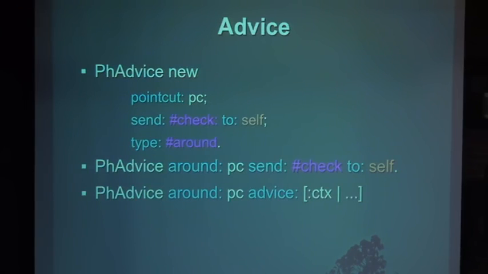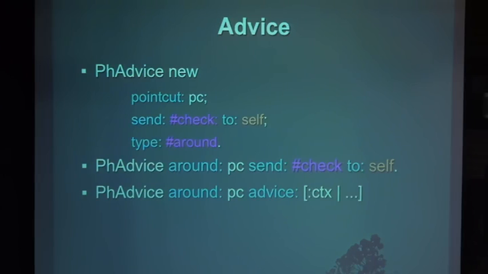Advice. In an advice, you define the pointcut, or when the advice is going to be executed, and what to do. In that example, you want to send the message check to self. So you define what message is sent to what object. And the type, you have around, that means execute the advice instead of the code that should be executed at that point. You can have before, that executes the advice before what's going to be executed, and after.